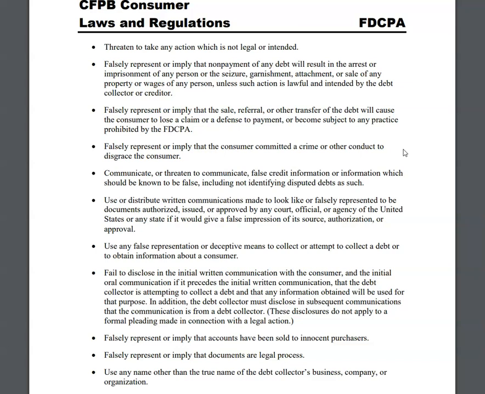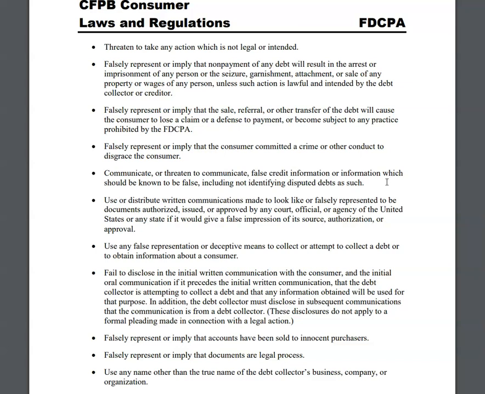Next one: falsely represent or imply that the consumer committed a crime or other conduct to disgrace the consumer. Communicate or threaten to communicate false credit information, or information which should be known to be false, including not identifying disputed debts as such. This is one of the violations that we see a lot with debt collectors. The problem is the connection with the bureaus and the furnisher, which is the debt collection company who sends over the information.